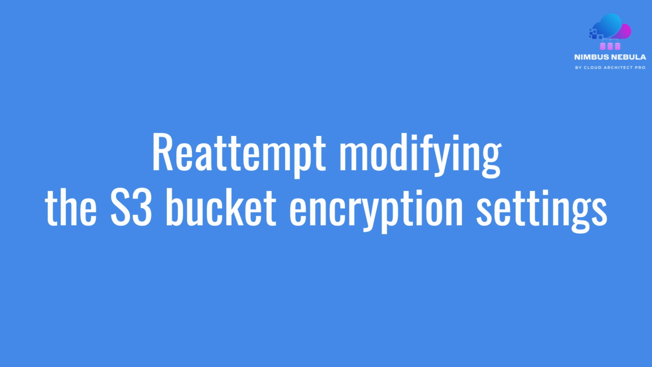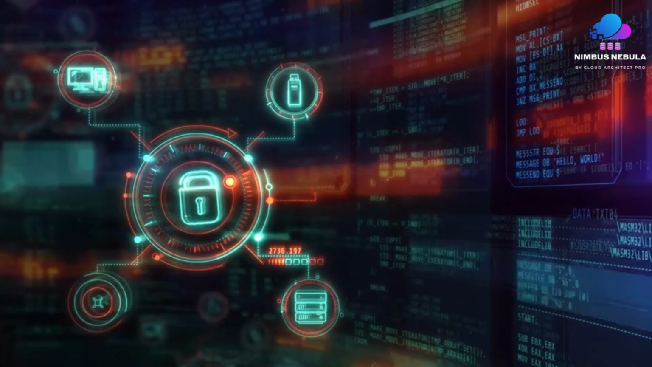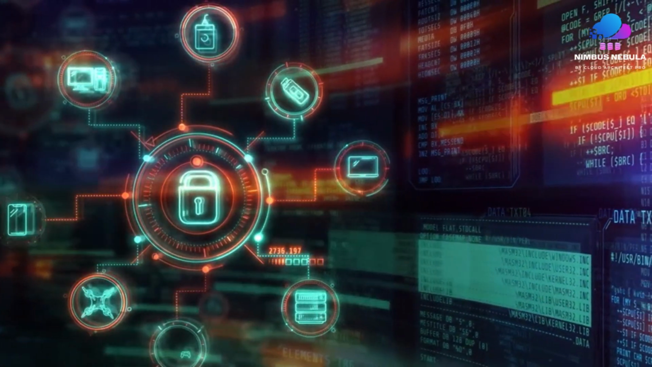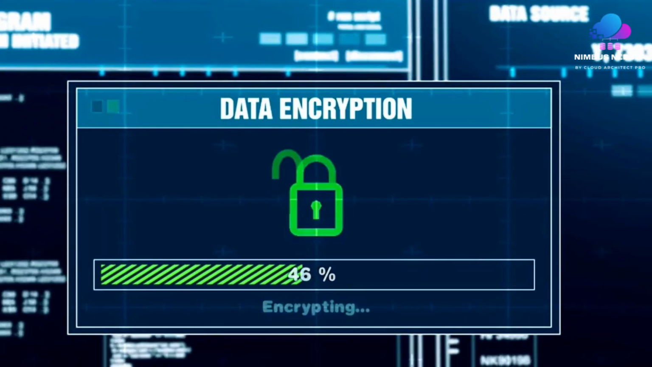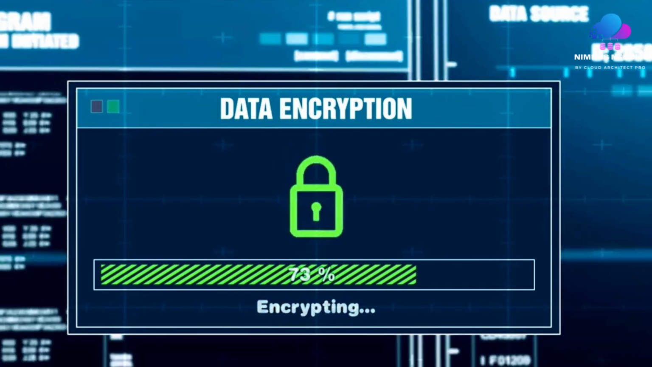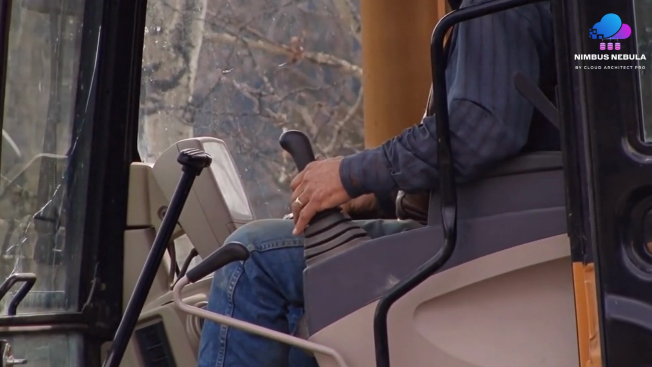Reattempt modifying the S3 bucket encryption settings. Now that the preventive control is disabled, let's try modifying the encryption configuration of the S3 bucket again. Previously, when the control was active, attempting to disable the encryption resulted in an error. With the control now disabled, we expect the operation to complete successfully. Let's log into the Sandbox account.